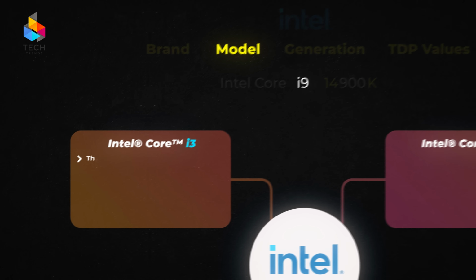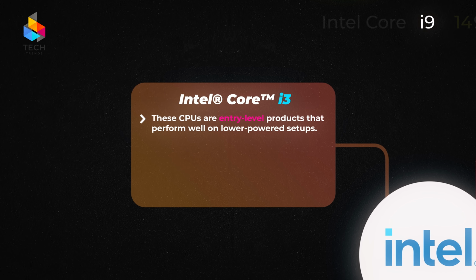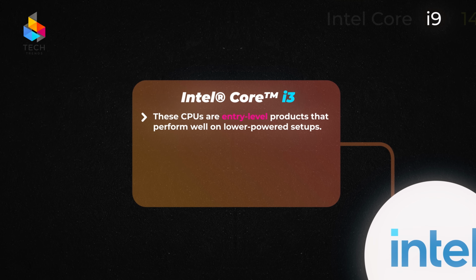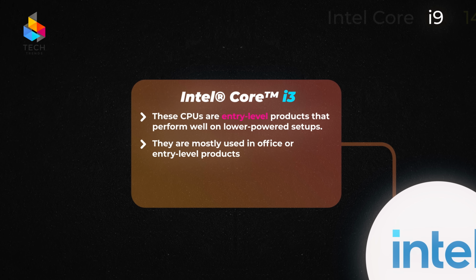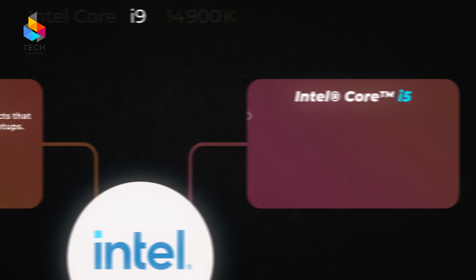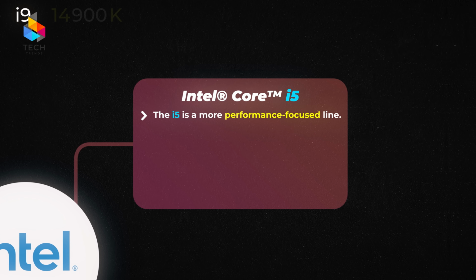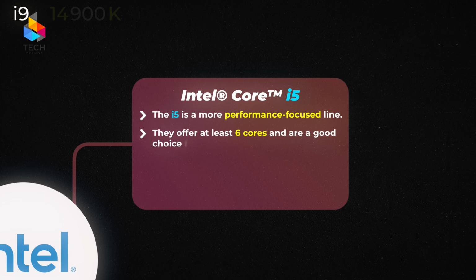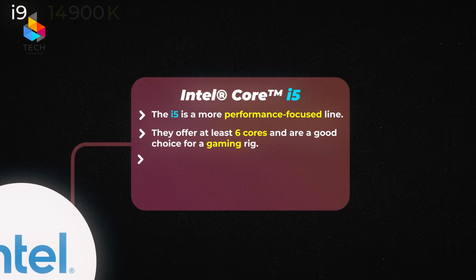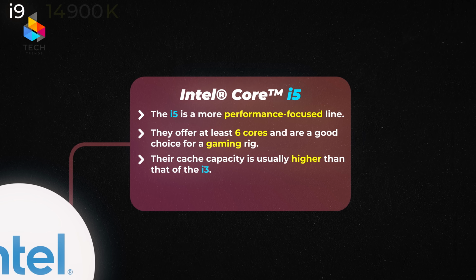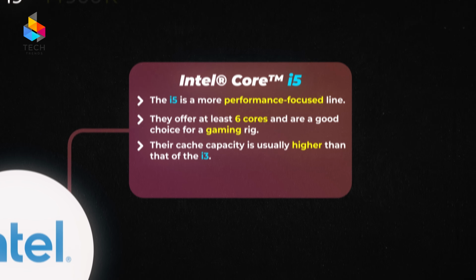The i3 line. These CPUs are entry-level products that perform well on lower power setups. They are mostly used in office or entry-level products. The i5 line is a more performance-focused line. They offer at least 6 cores and are a good choice for a gaming rig. Additionally, their cache capacity is usually higher than that of the i3 line.